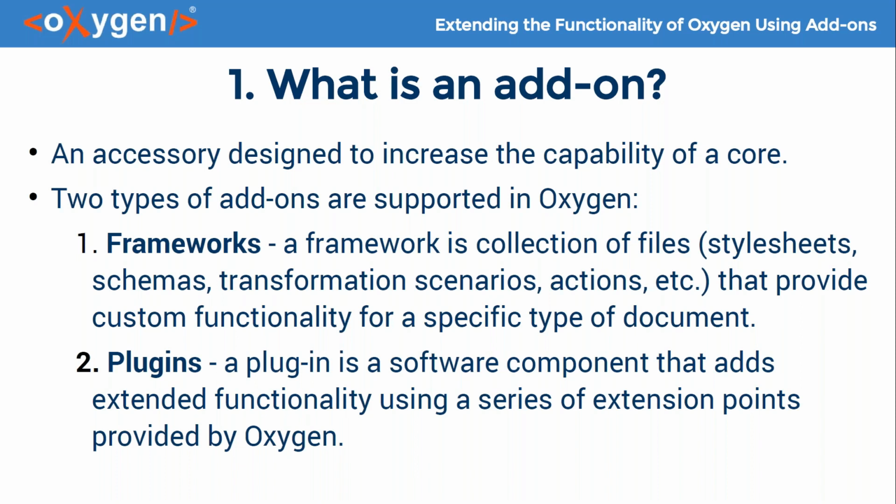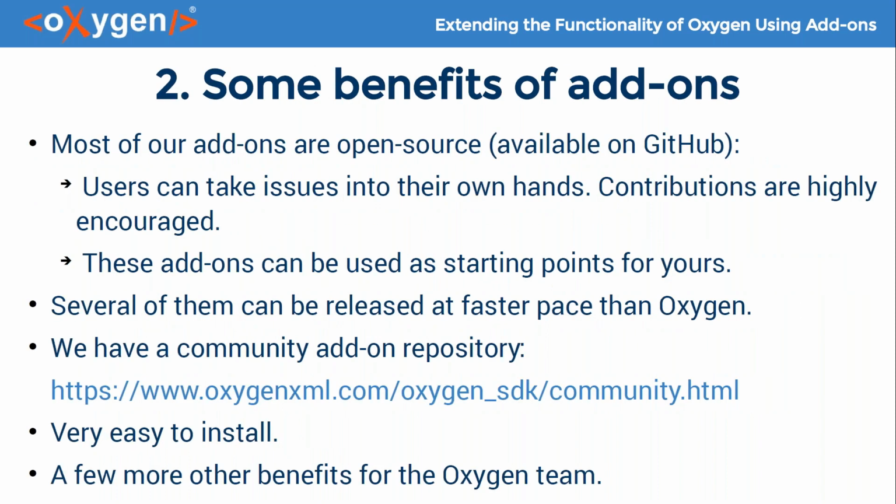Now, you might think, okay, I understood what an add-on can be in Oxygen, but what do I gain by using add-ons? Some of the benefits that I thought about are as follows. First of all, most of our current add-ons are open source, and they can be found on GitHub. You can go to github.com/oxygenxml and find them there. And this brings two benefits.